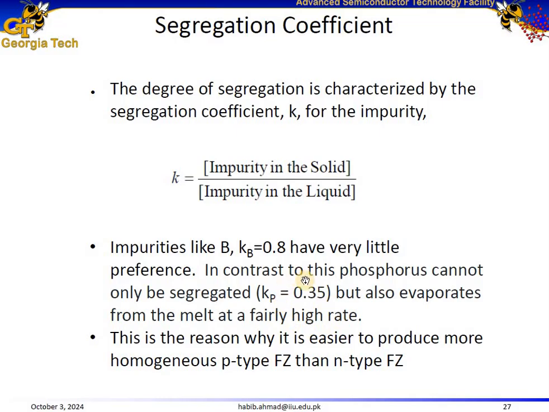Then we see that the segregation coefficient for phosphorus is 0.35, which means that phosphorus concentrates in the liquid, and N-type doping is less homogeneous in the float zone growth process. And also it's because phosphorus also evaporates from the melt. So the takeaway point is that a high value of K close to 1 results in more uniform doping, and a lower value of K actually makes it harder to achieve uniform doping, especially in N-type doping of silicon.